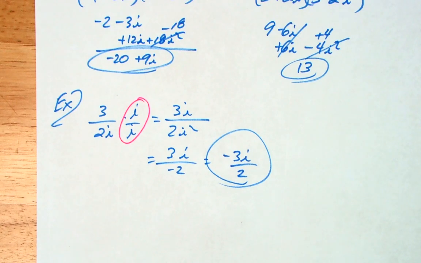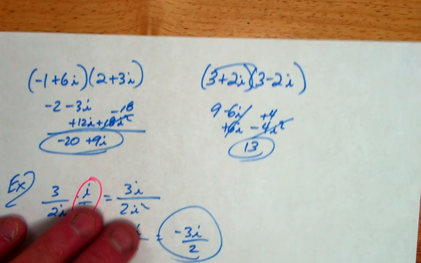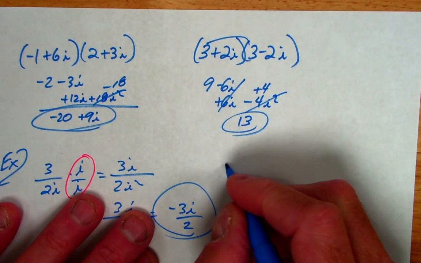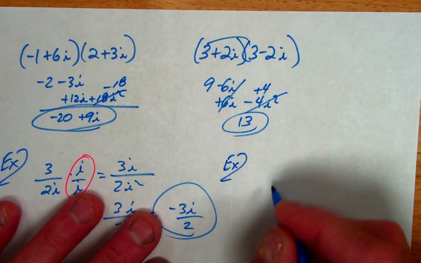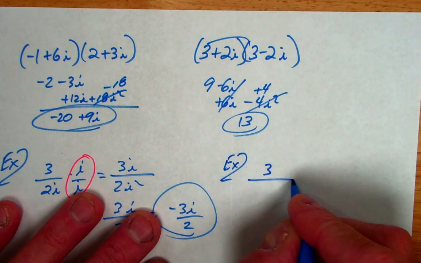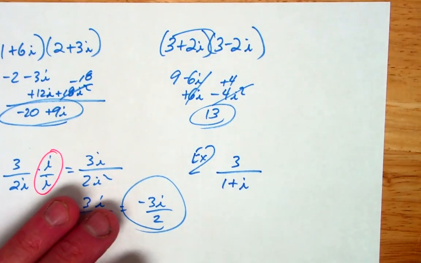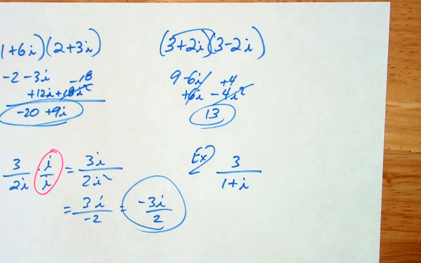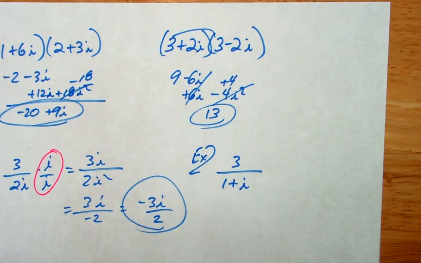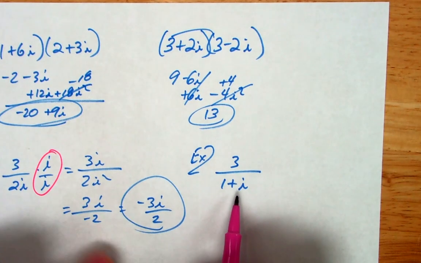Gee, I wonder why we're doing this one over here. This is weird. 3 over 1 plus i. Well, I want to show you, I suppose I probably should put this in the video. Multiplying top and bottom by i won't work. Hopefully you see it's a different scenario.